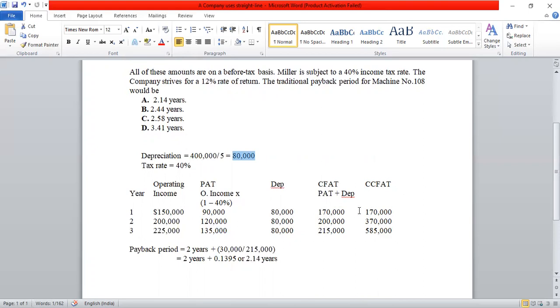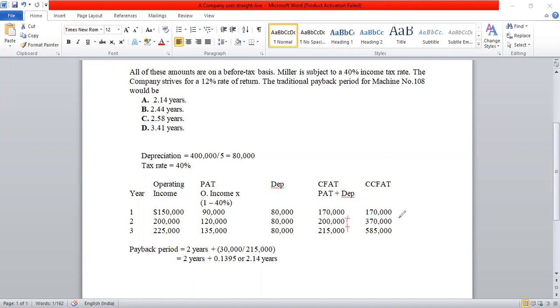The first one is 100. By the end of the first year, the cumulative cash flow after tax is 170,000. When the next year's cash flow is also considered, 170 plus 200,000 becomes 370,000. So 370,000, we want 400,000 to be paid back. So add the next year's cash flow also. When we add the next year's cash flow, it is 585,000.